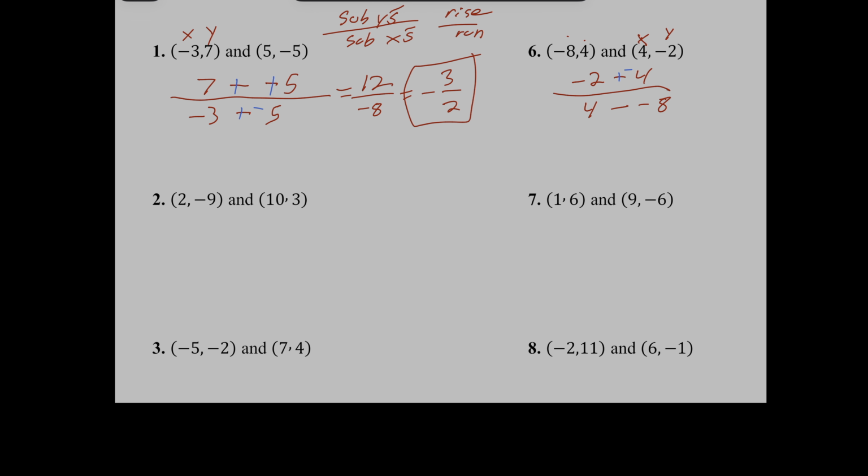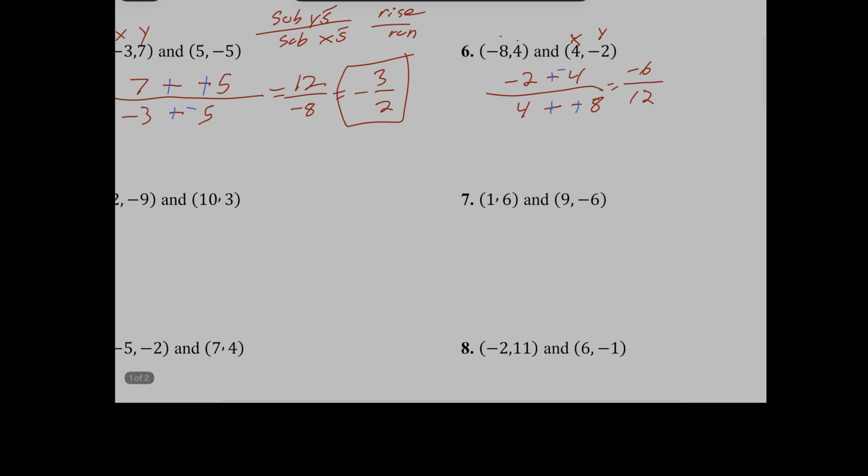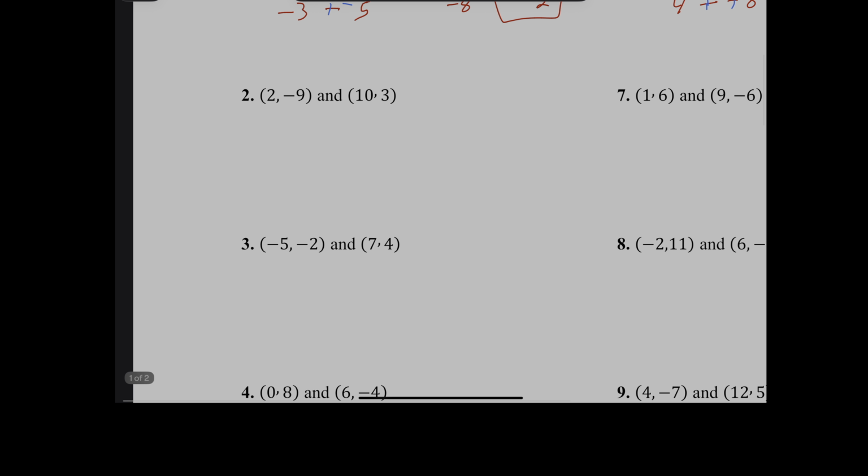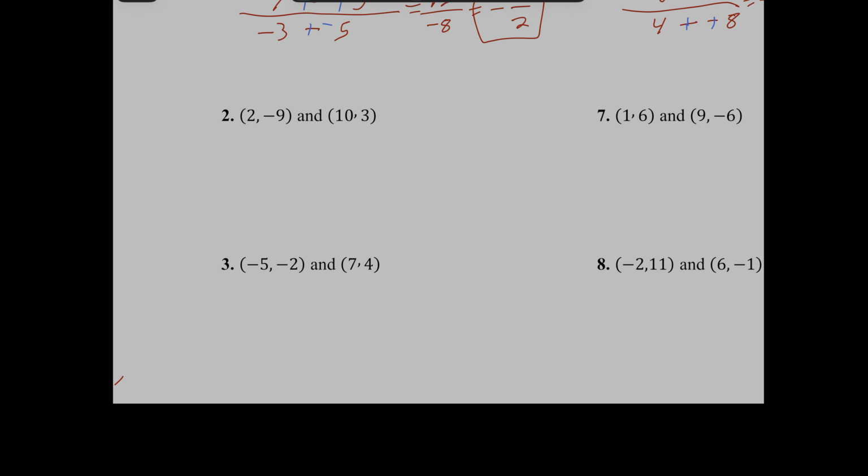Okay, add a line, change the sign, add a line, change the sign. And I'm going to get -2 plus -4 equals -6. And a 4 plus a +8 is going to be a 12. And if I reduce that, I'm going to get a -1/2. Okay, or -1 over 2. Okay, let's go over here to number 2.